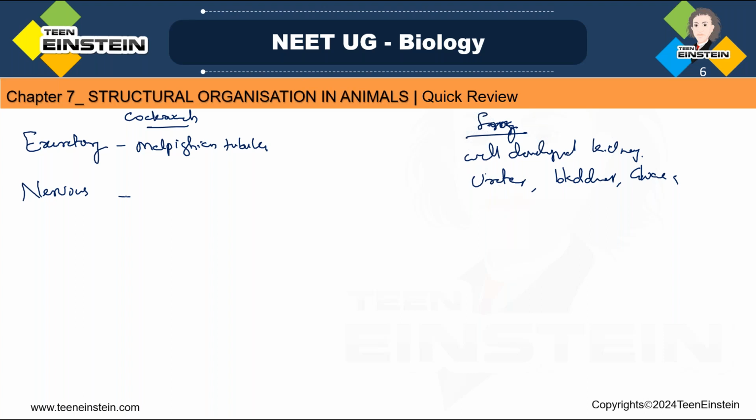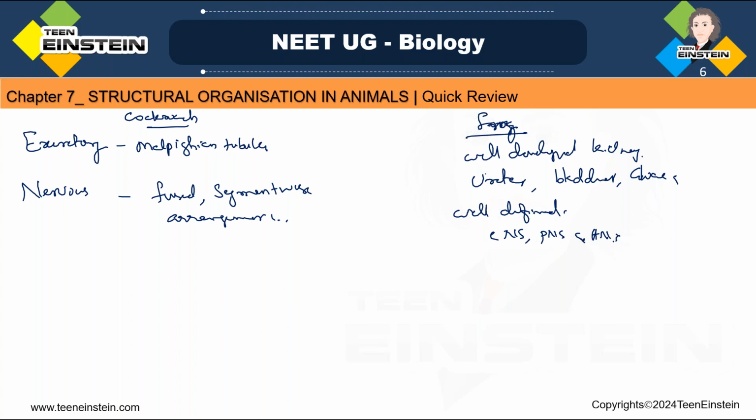Fused nervous system, and it is in each segment, it is segment wise arrangement you can see in the nervous system. In frog you can see the nervous system is well defined. That means central nervous system, peripheral nervous system, autonomous nervous system. CNS, PNS, and ANS. In which one? In frog.